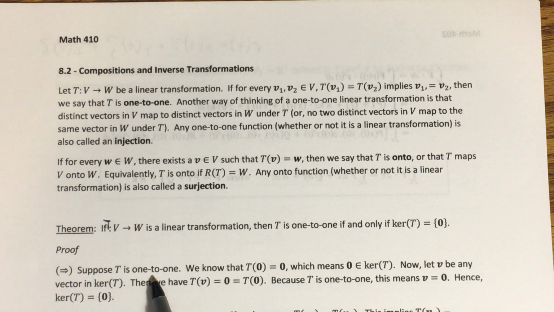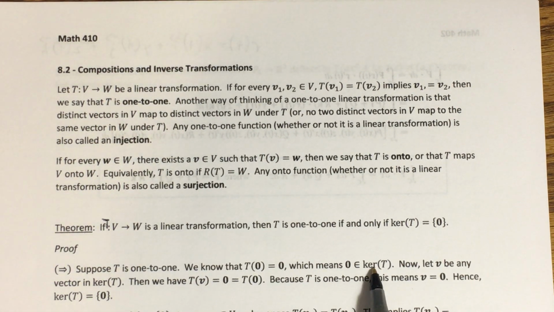Let's begin by assuming T is 1 to 1, and try to use that assumption to show that the kernel of T is just the set containing the zero vector in V. So we already know, like we said, that the image of 0 is 0. The zero vector in V maps to the zero vector in W. This is something we've proven. So we know that the zero vector is in the kernel of T.